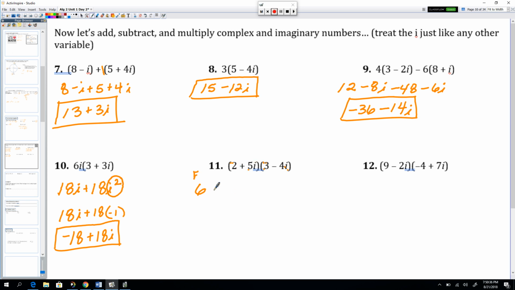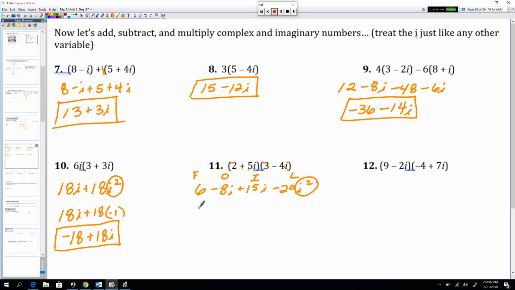Outer times outer, negative 8i is your O. Inner times inner, that's plus 15i, that's your I. And last times last, that's negative 20i squared, that's your L. So remember FOIL. Now once again, we need to combine like terms, and we also need to make sure that we replace this pesky little i squared with a negative 1.